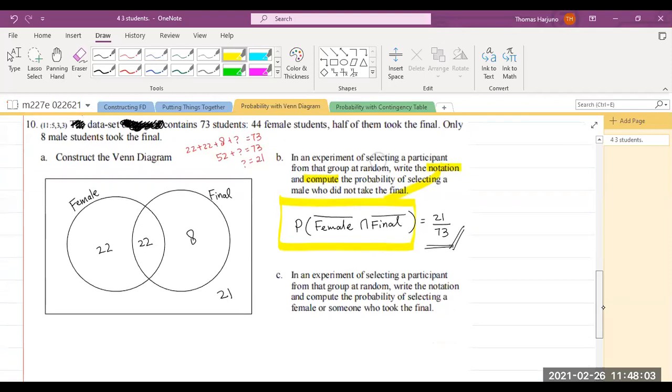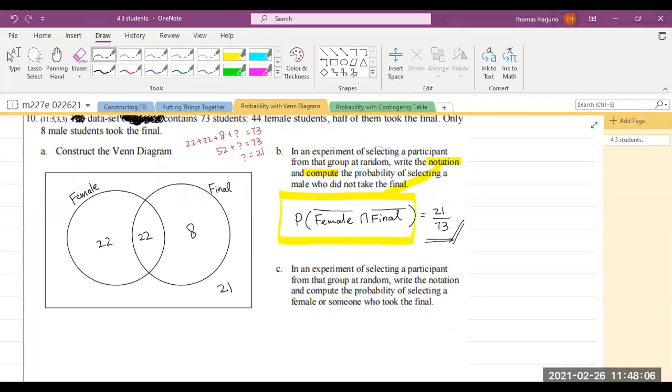Then part B, with the same procedure, write the notation and compute the probability of selecting a female or someone who took final. Female, it's 22 plus 22, there are 44 of them, plus the ones who took final, 22 and 8, so that 22 is already counted. Divided by 73, we get 52 over 73.